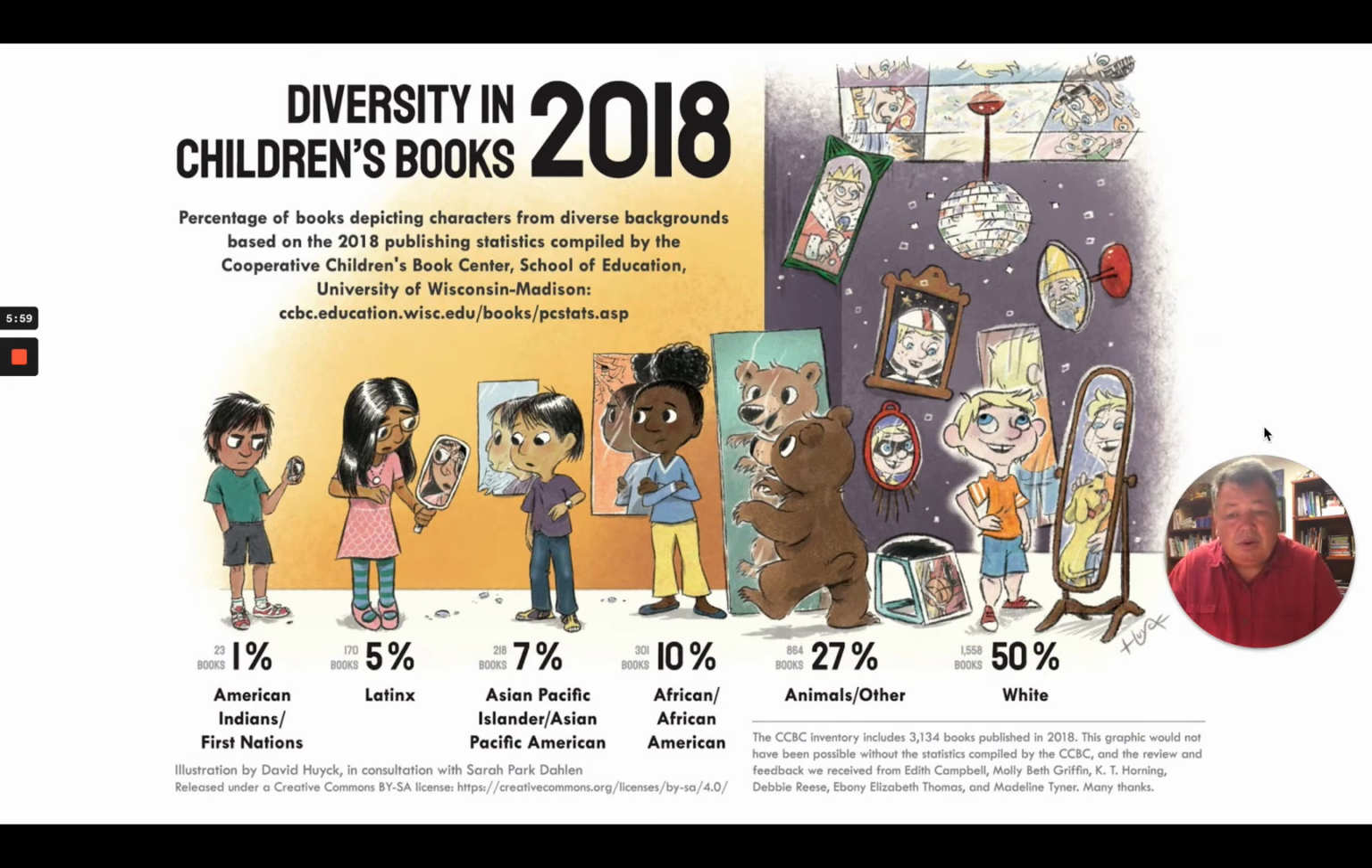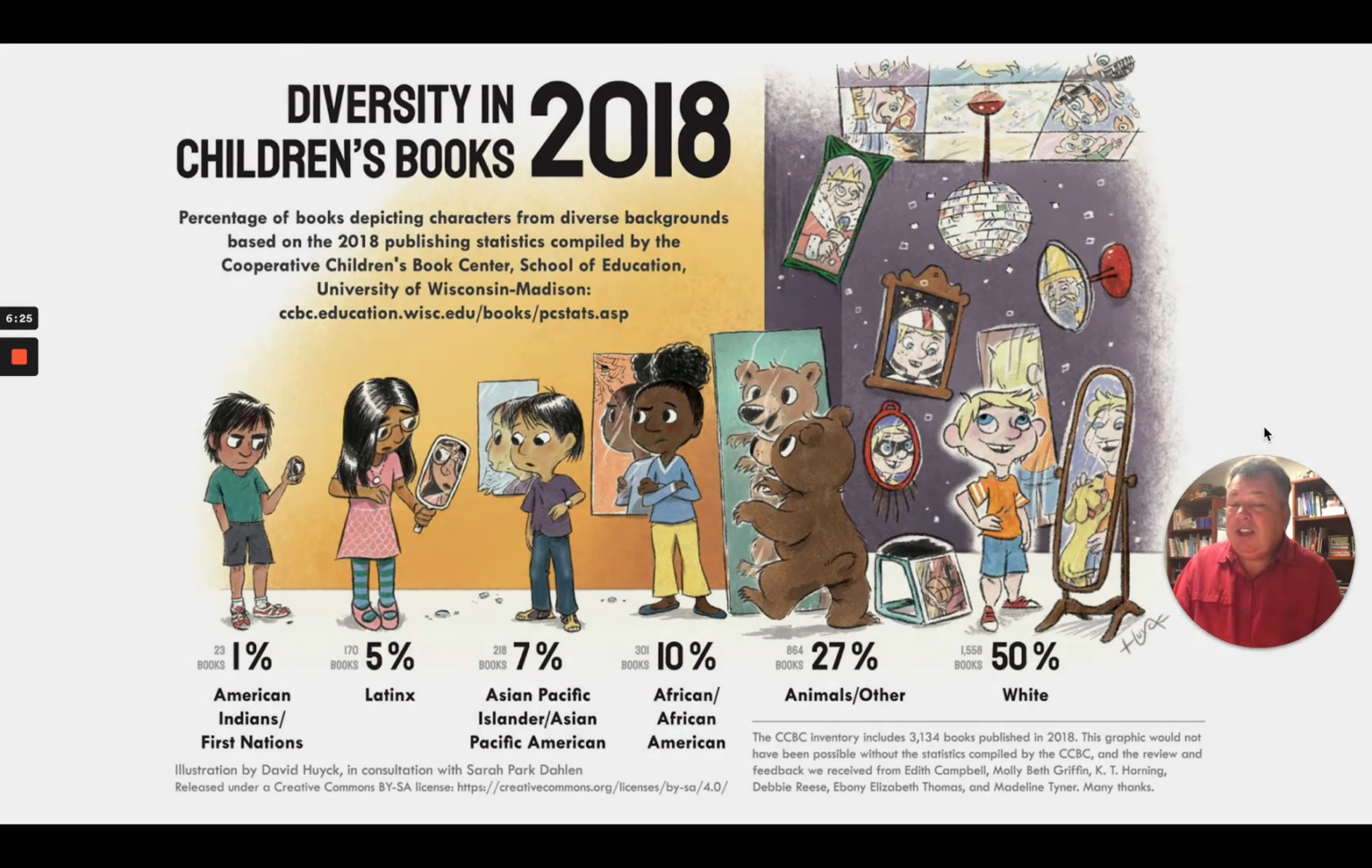But look at the poor Native American students. If you wanted to have Native American representation, American Indians, only 1% of the materials, only 23 books in 2018 had a character that was primarily Native American, whereas 27% of those books, 864, had animals as the main character. So it might be hard to find materials of what you want to integrate.